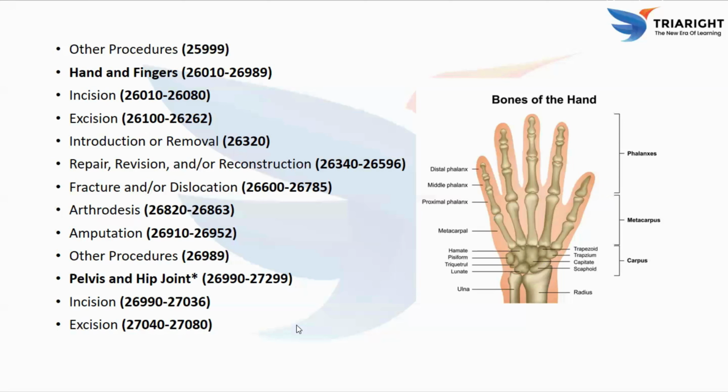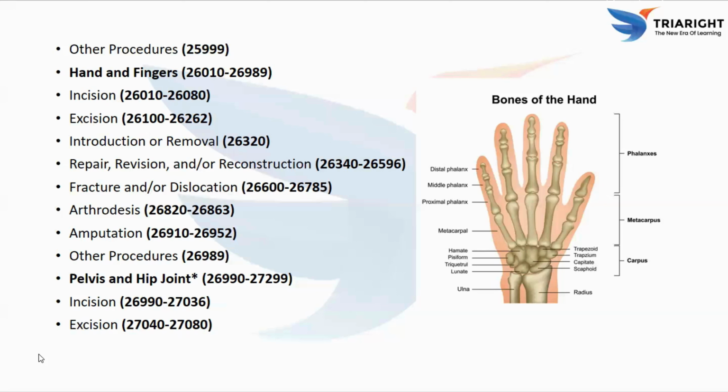So the pelvis and hip joint codes involve the 26,990 code range to 27,299. So this section includes the hip joint, pelvic bones, surrounding muscles and ligaments. So incision is 26,990 to 27,036 code range. So incision is an opening of the pelvis or hip area. It is often for drainage or exploration. For example, drainage of hip abscess.